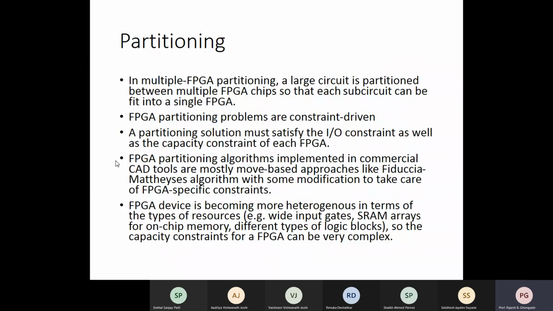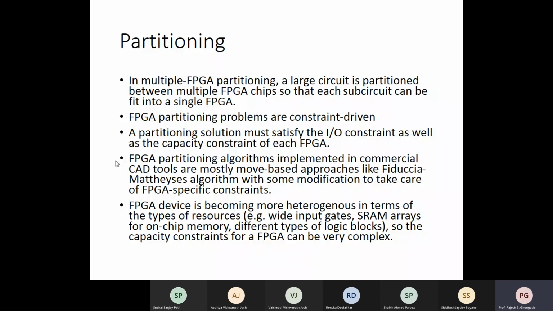FPGA partitioning problems are all constraint driven. A partitioning solution must satisfy the input-output constraint as well as the capacity constraint of each FPGA. The algorithms implemented in commercial CAD tools are mostly move-based approaches. Algorithms like the FM, Fiduccia-Mattheyses algorithm, will be used, and that will take care of the FPGA specific constraints. FPGA devices are now becoming more heterogeneous in terms of types of resources, for example wide input gates, SRAM arrays, block memories or on-chip memories, and different types of logic blocks. So the capacity constraints for an FPGA can be very complex.